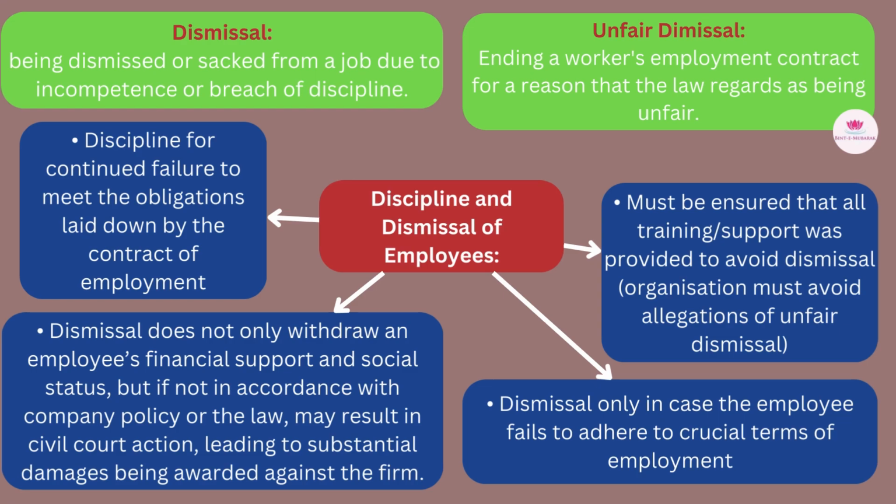Discipline and dismissal of employees. Discipline is for continued failure to meet the obligations laid down by the contract of employment. Dismissal does not only withdraw an employee's financial income. Failure to comply with company policy or the law may result in civil court action, leading to substantial damages being awarded against the firm. Dismissal should happen only if the employee fails to adhere to crucial terms of employment, and it must be ensured that all training or support was provided to avoid dismissal. The organization must avoid allegations of unfair dismissal.